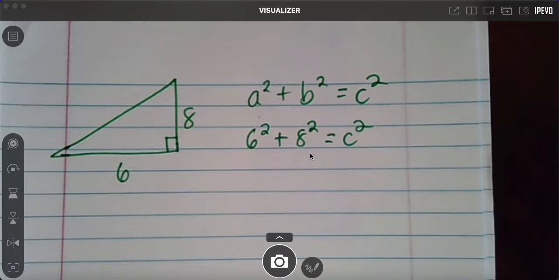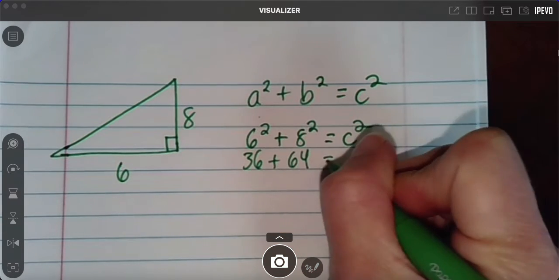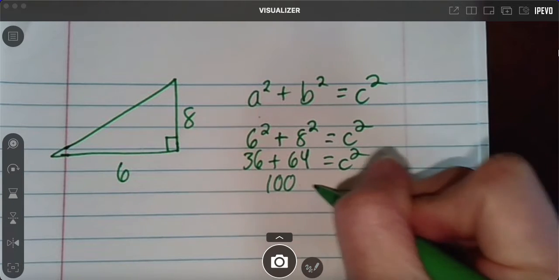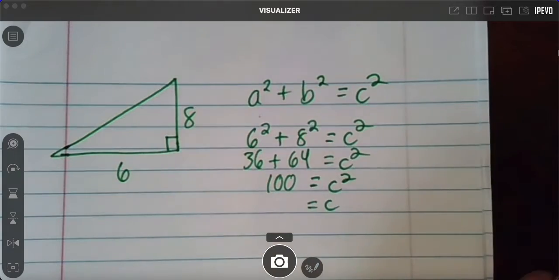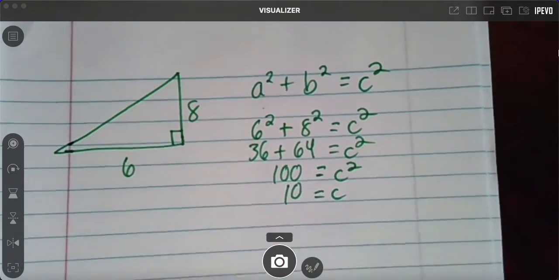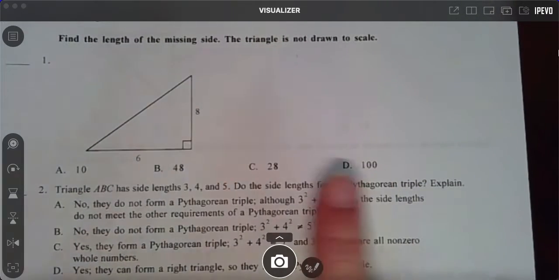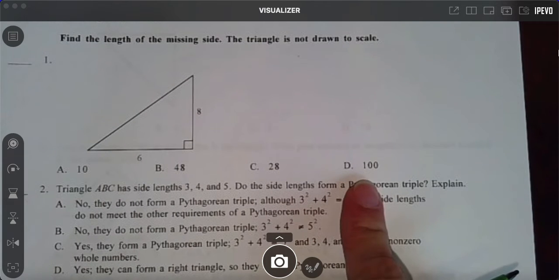Okay, what is 6 squared? 36. And what is 8 squared? Okay, and what's 36 plus 64? 100. Then what do? That's C squared, not C. Take the square root of 100. And what is the square root of 100? 10. So there you go. That's how you'll do number 1. Okay? Notice they put 100 here. But y'all, that should not even make sense. If you have leg lengths of 6 and 8, 100 shouldn't even really make sense, right?